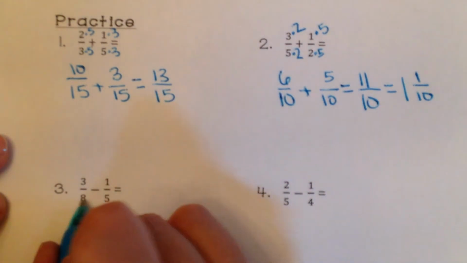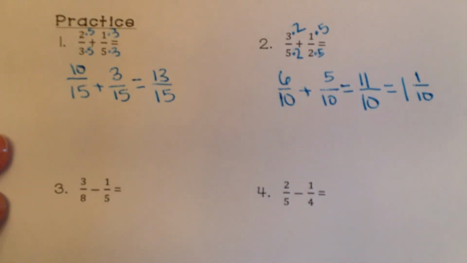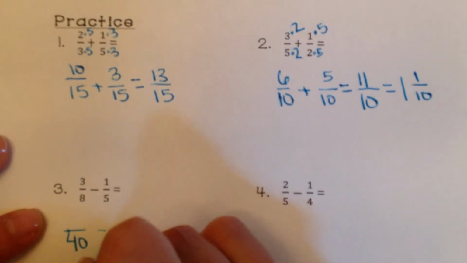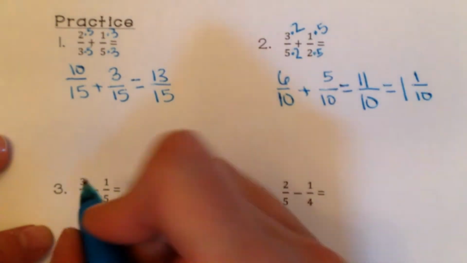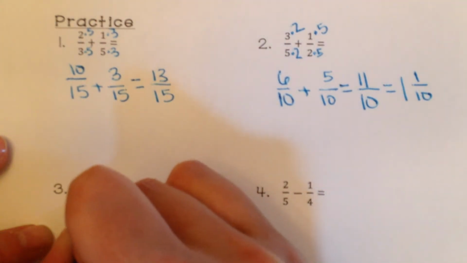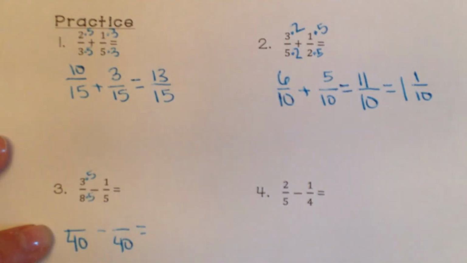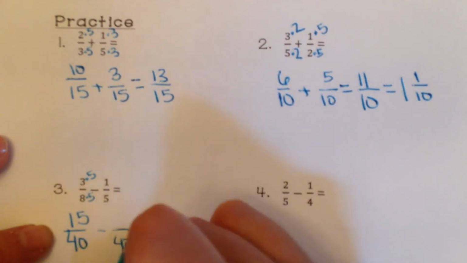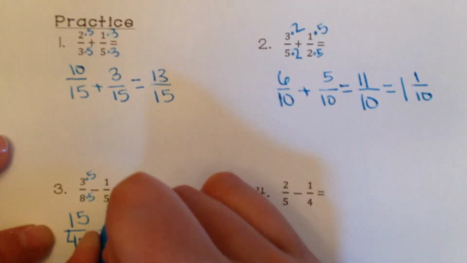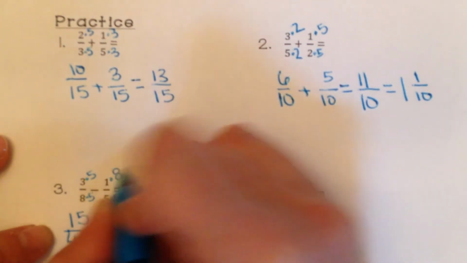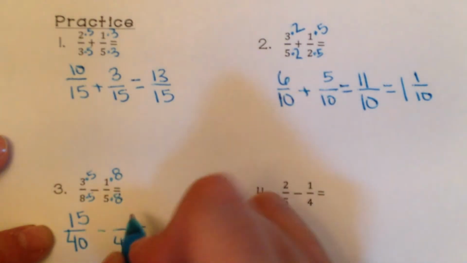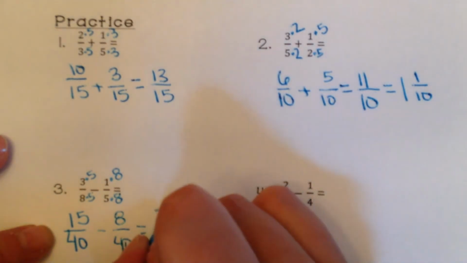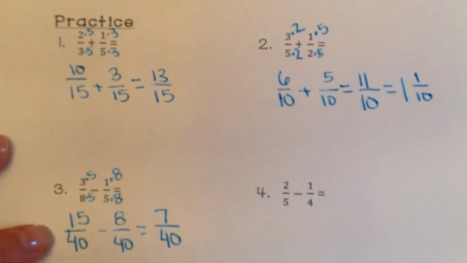Number 3, our common denominator is 40. So I know I'm going to put both of these fractions over 40. To get 40, I multiply 8 times 5, meaning I multiply the numerator times 5. 3 times 5 is 15. To get the denominator of 40, I have to multiply 5 times 8, meaning I also multiply the numerator times 8. 1 times 8 gives me 8. I can subtract. 15 minus 8 leaves me with 7/40.